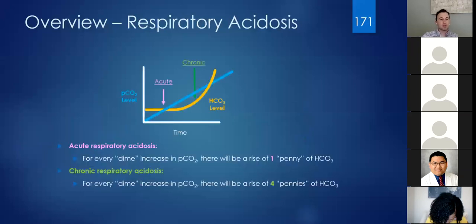Okay, so let's bring these graphs together. Again, your blue line represents the rise of CO2, orange line represents the rise of bicarb over time. If it's acute and you catch the patient right here, as the CO2 rises, you're only going to get a minimal rise in bicarb because it's happened relatively recently. As time goes by and you see this patient chronically, the kidneys have had more time to adapt, and so your bicarb will be higher. Does that make sense?